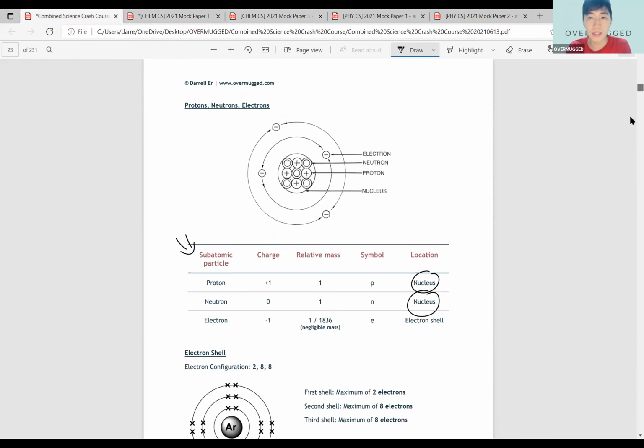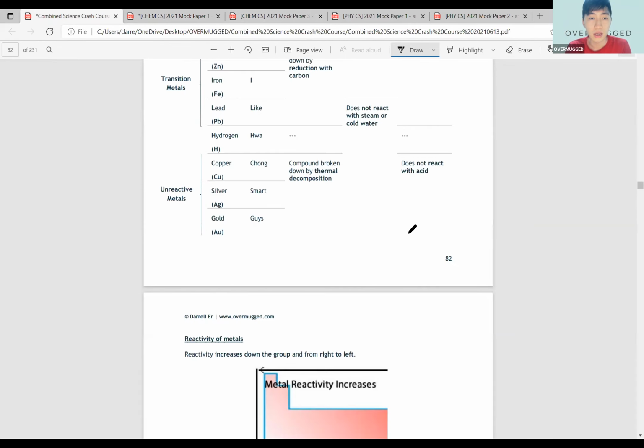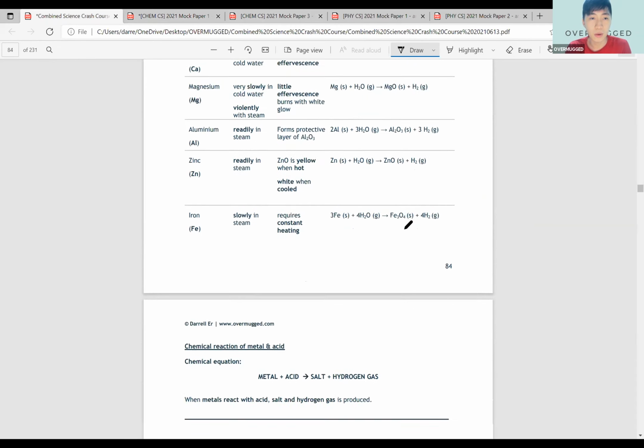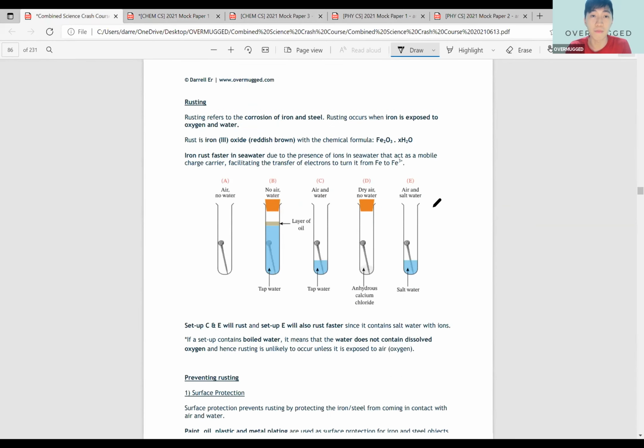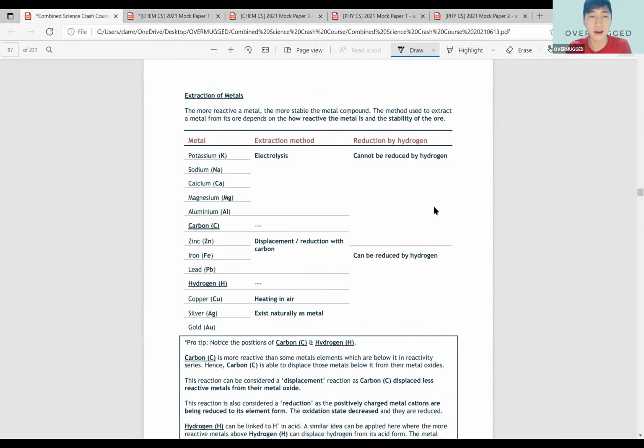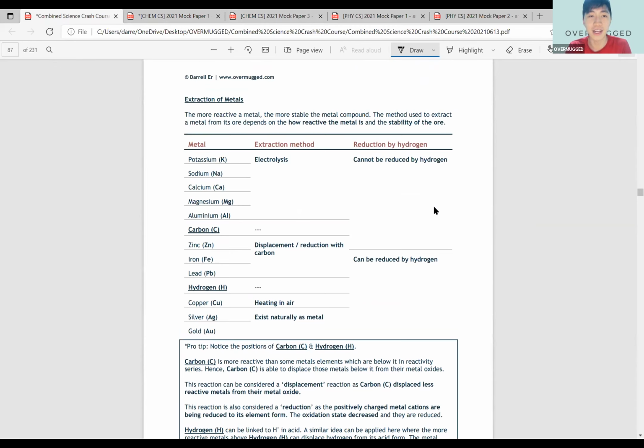If you let me bring myself over to the notes, what I need y'all to recognize is that when we are talking about extraction of metals, the metal is in a metal oxide state, right? The more reactive the metal, the more stable the ore. So you take a look, the top 5 metals from potassium all the way until aluminium can only be extracted by electrolysis because the reactive metals form highly stable ores or highly stable compounds that cannot be easily broken down. So I need to electrocute it in order to separate it.